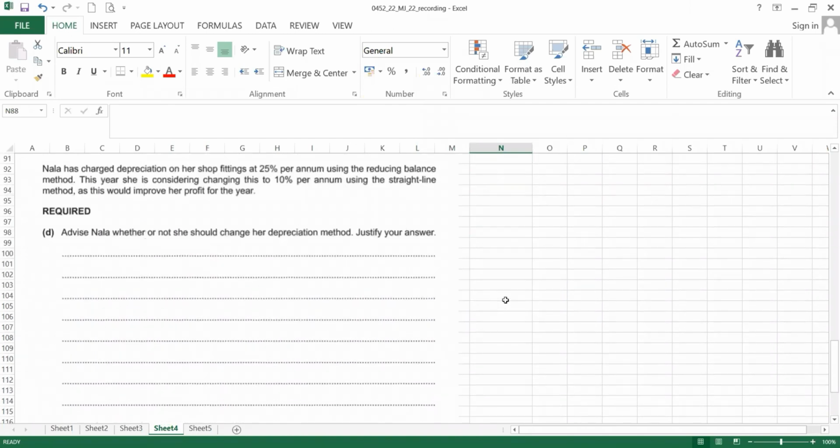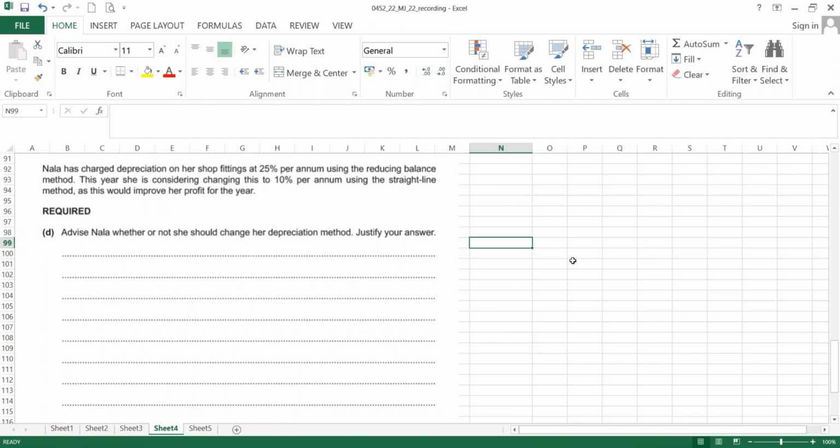Nala has charged depreciation on her shop at 25% per annum using reducing balance method. This year, she is considering changing this to 10% using straight line, as this will improve the profit. This is not allowed. When you want to adjust just because you want to make it better, this is not allowed under the accounting standard. So here they ask to advise Nala whether or not she should change her depreciation method. Justify your answer. So when they say advise, you must give pro and con.